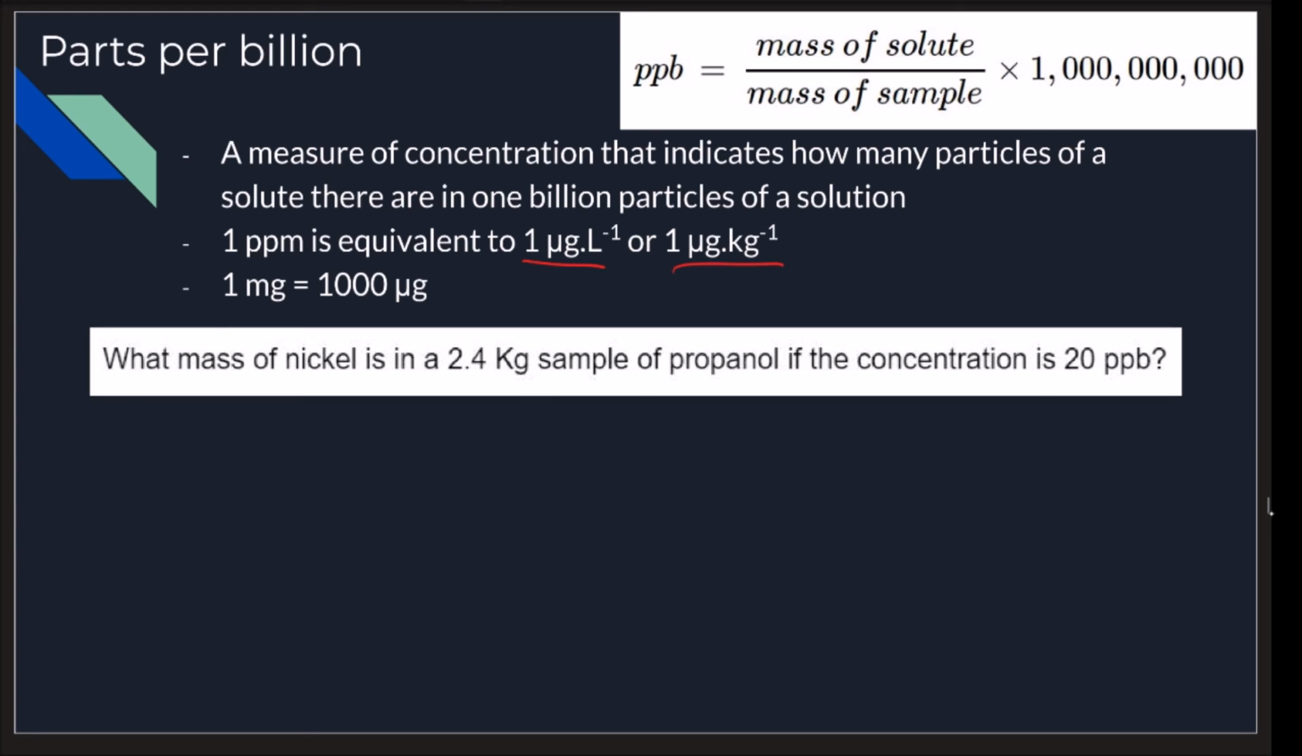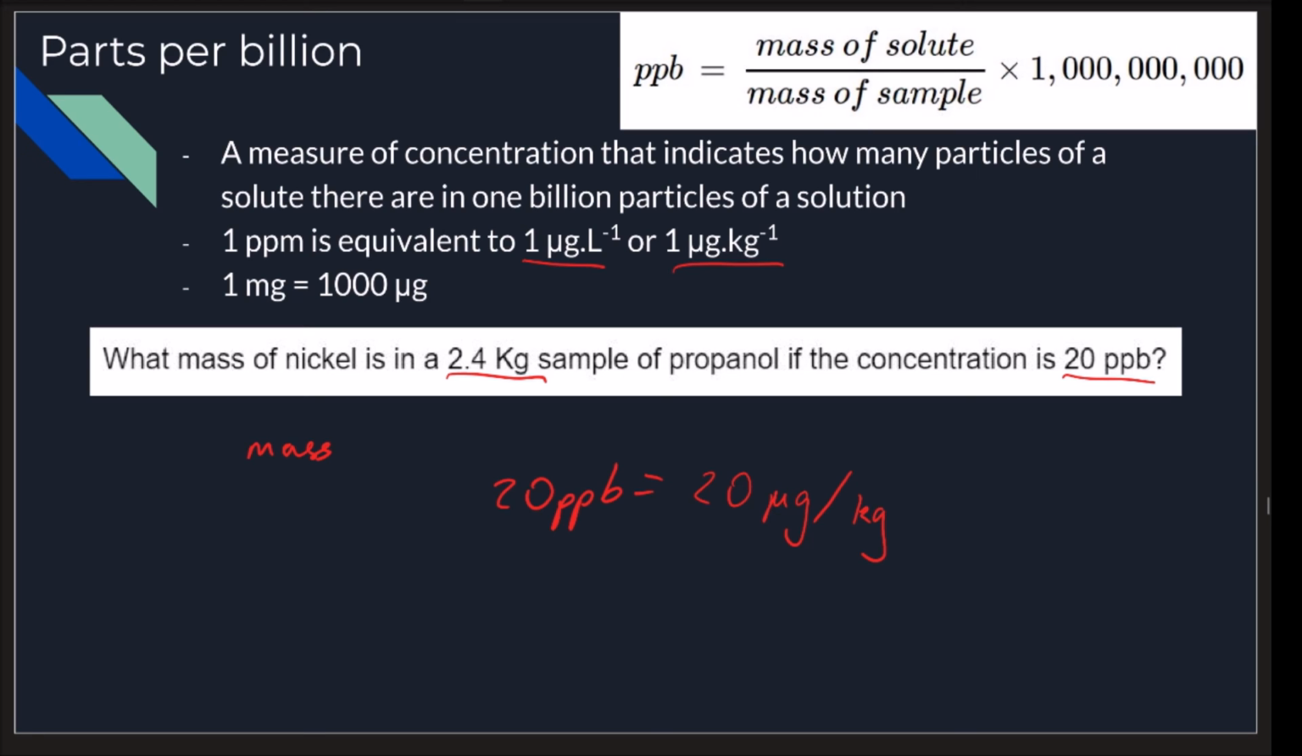So let's have a go at this example here. What mass of nickel is in a 2.4 kilogram sample of propanol if the concentration is 20 parts per billion? So we're going to be working backwards here to find out what our mass is in this 2.4 kilogram sample. So 20 parts per billion is equal to 20 micrograms per kilogram.